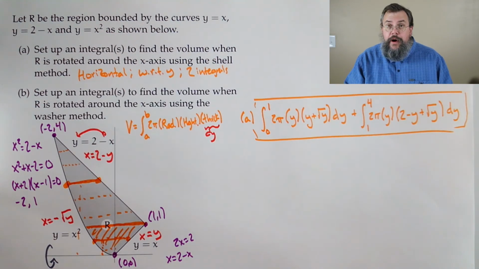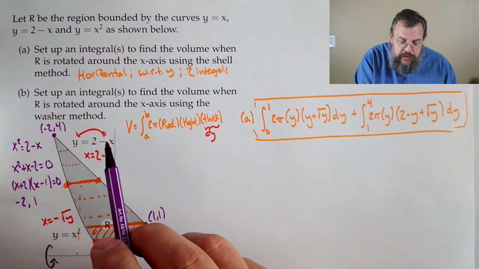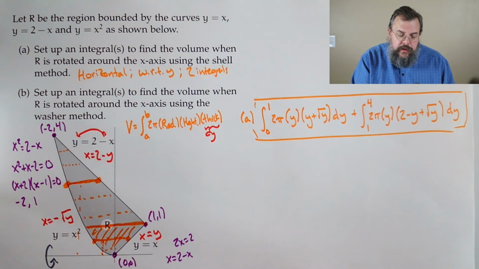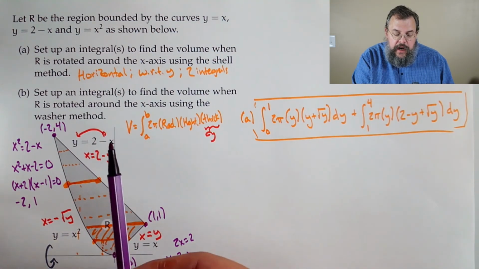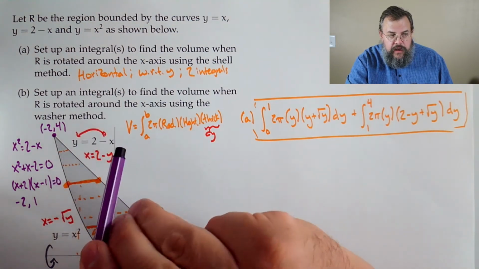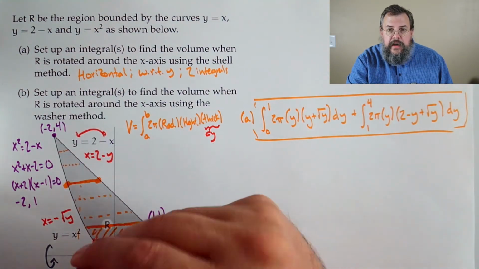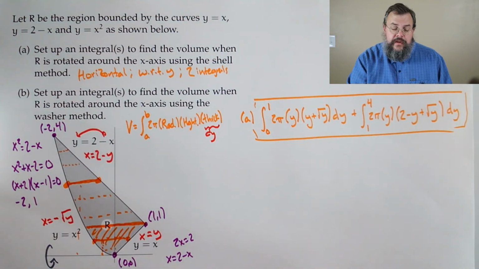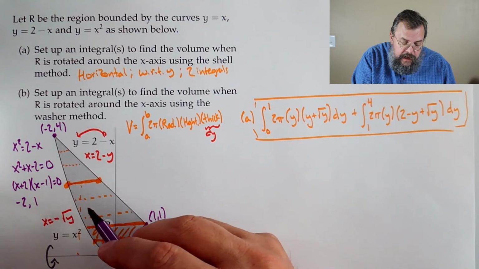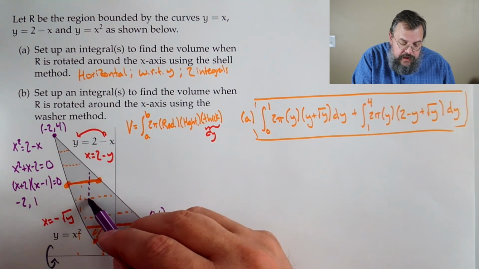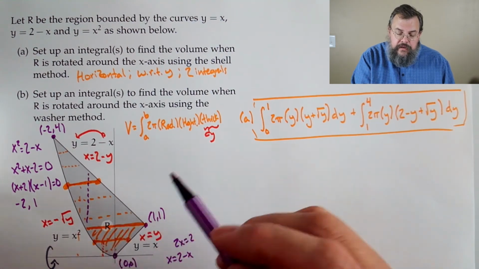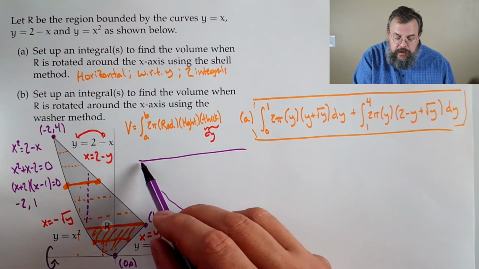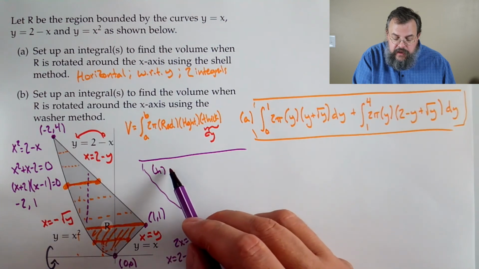Okay, so what's part B? So we want to now find it using the washer method. Well, that says when I'm spinning, I really want to spin kind of this way. So I don't want to make a cylinder. I want to spin to have a shape that stays flat. So that says, hey, I want to now do vertical slicing. So for part B, what's going to happen is we're going to do vertical slicing.